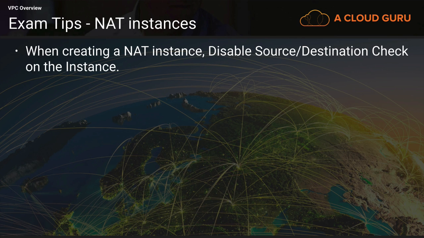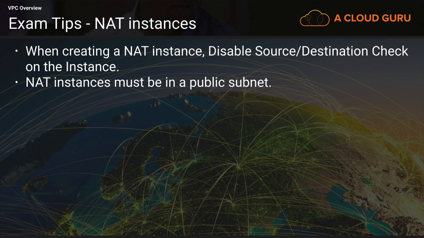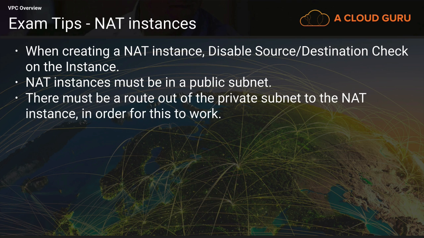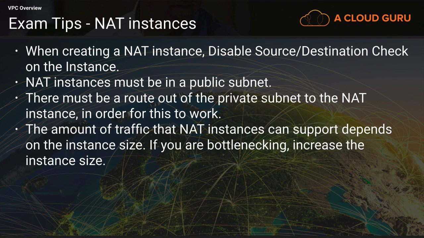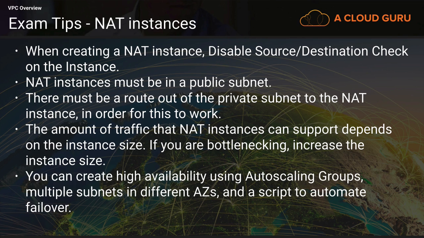Moving on to NAT instances, when creating a NAT instance, remember to disable your source and destination check on the instance. NAT instances must always be in a public subnet. There must always be a route out of the private subnet to the NAT instance in order for this to work, and the amount of traffic a NAT instance supports depends on the instance size. If you're bottlenecking, you just need to increase the instance size, and you can create highly available NAT instances using auto-scaling groups, multiple subnets in multiple availability zones, and a script to automate failover.